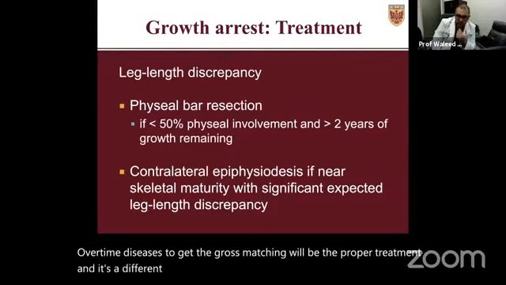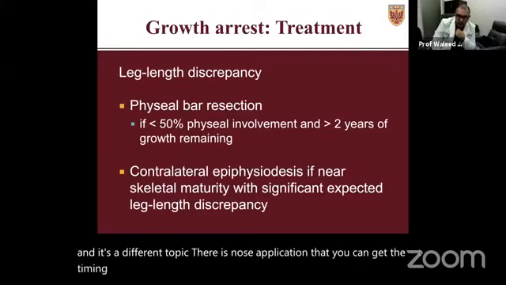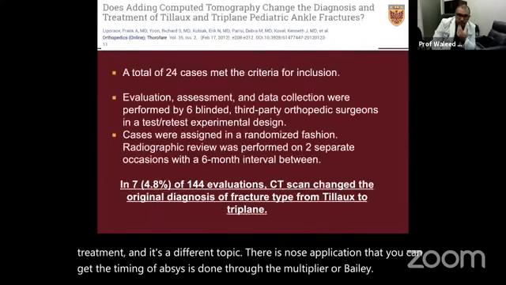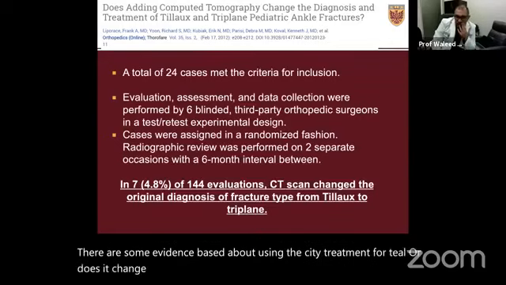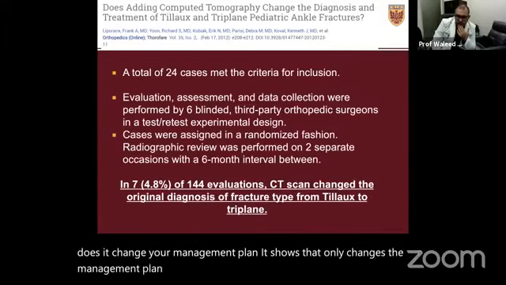There is now an application that you can use to get the timing of epiphysiodesis done, through the multiplier or Bailey app. There is some evidence about using the CT treatment for TLO. Does it change your management plan? It shows that it only changes the management plan in 4% or 4.8%.